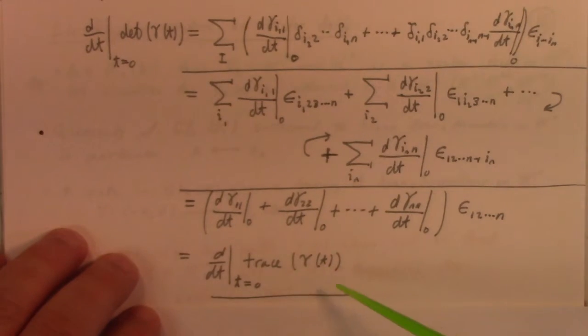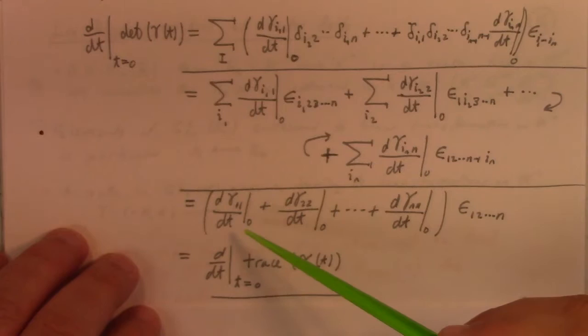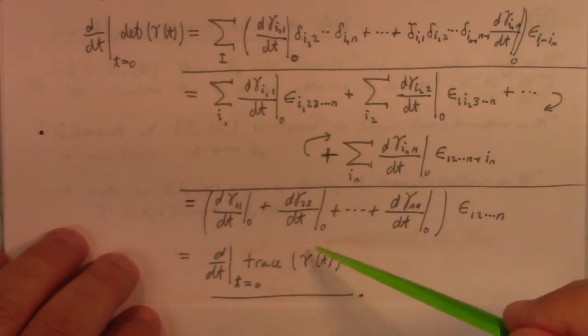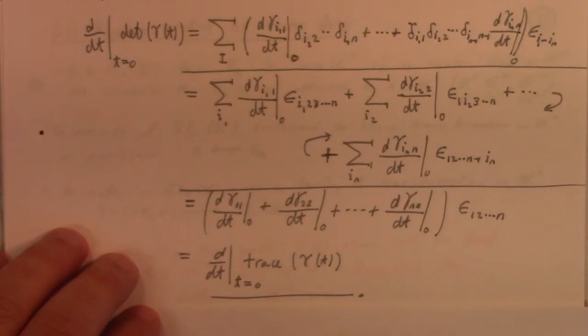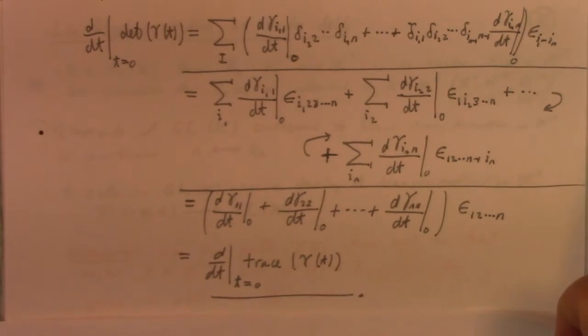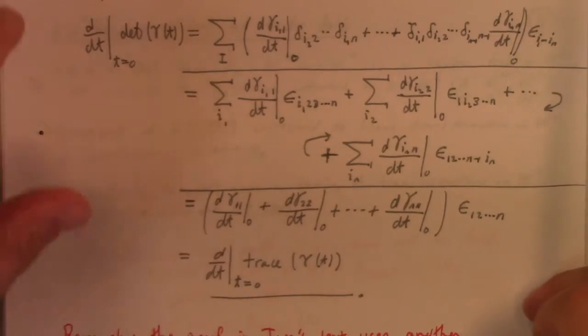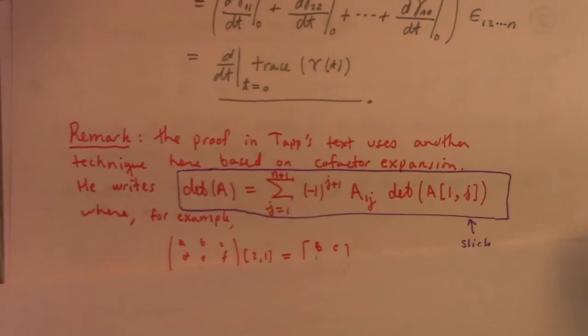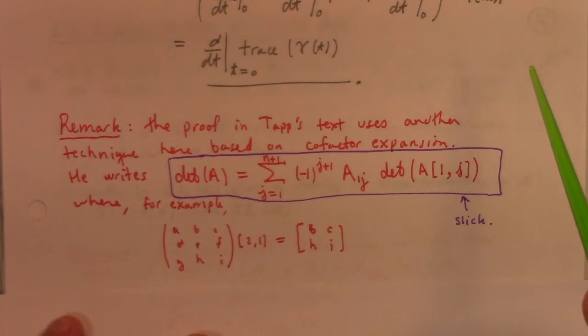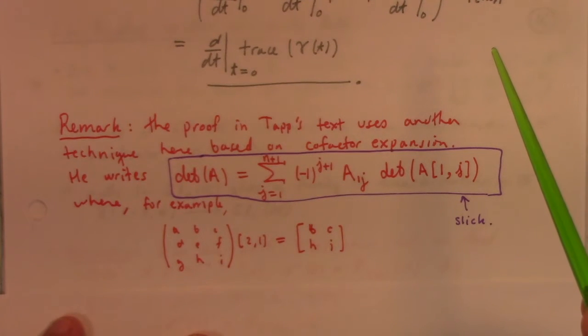This is the trace of gamma prime of 0, but trace is linear, so you can pull the differentiation outside. And there it is, the lemma. Now the proof in Tapp uses another technique based on the cofactor expansion. Oftentimes you'll see proofs of this identity at the level of traces and exponentials and such. Anyway, I'm sure we'll get back to it eventually.